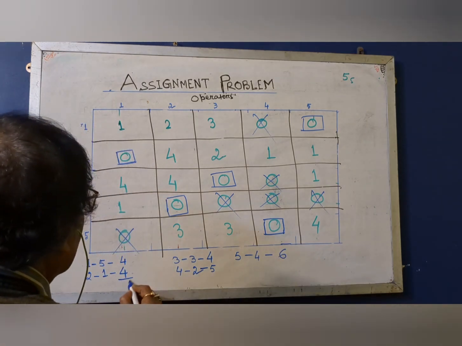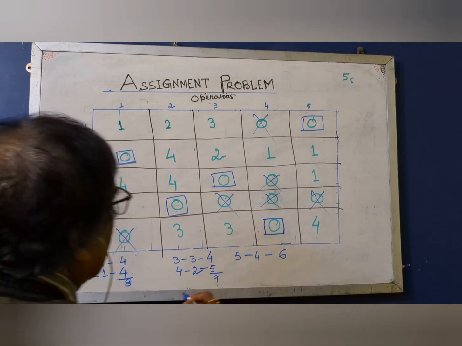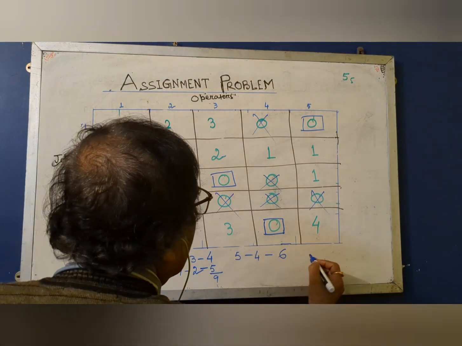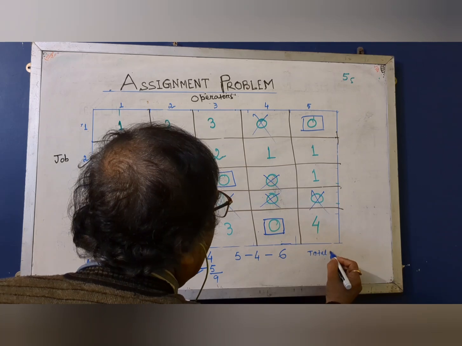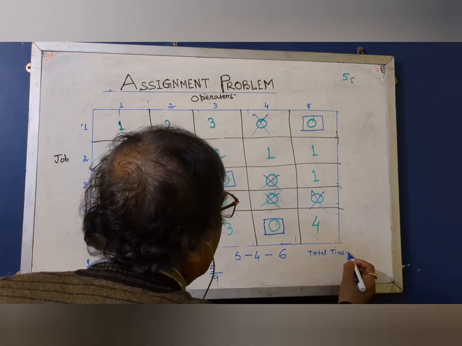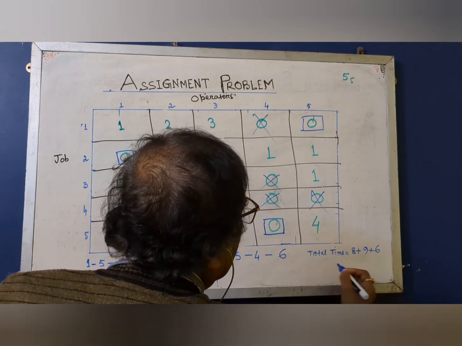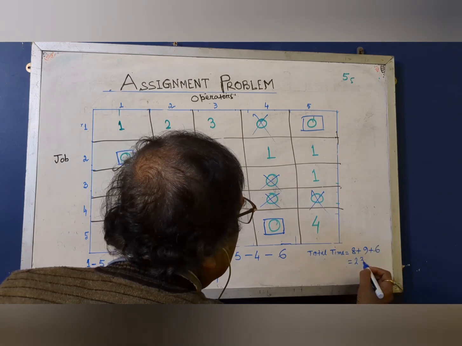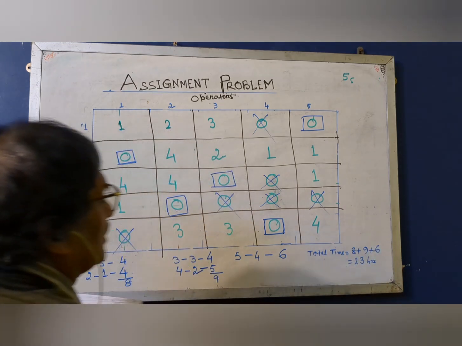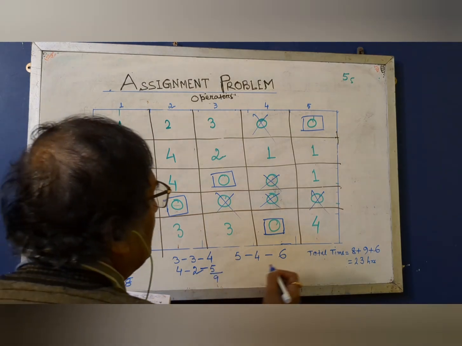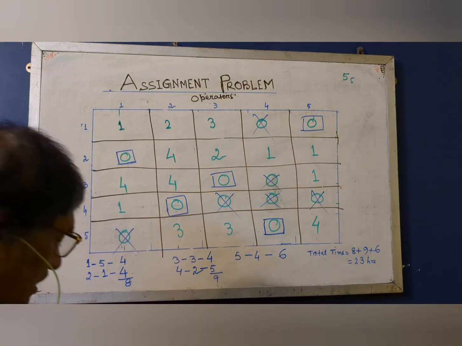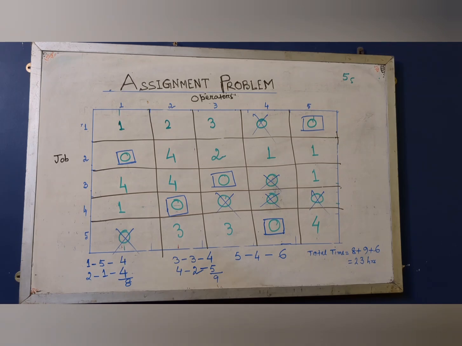That means the total time required is 8 plus 9 plus 6. 8 plus 9 plus 6 is equal to 23 hours. 23 hours. That is the answer. What is the timing? 23 hours. Okay.